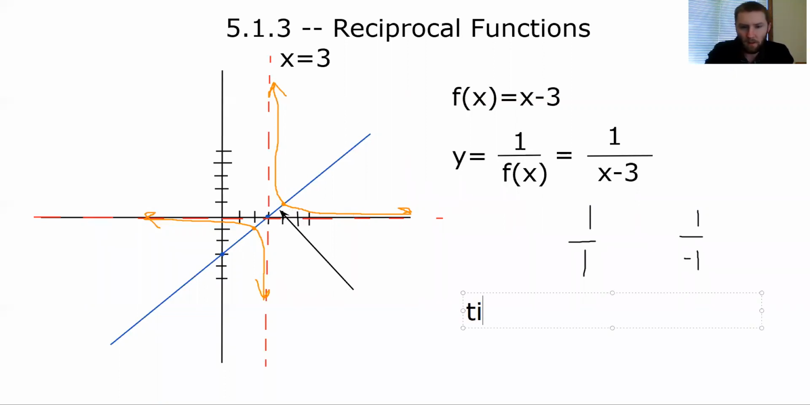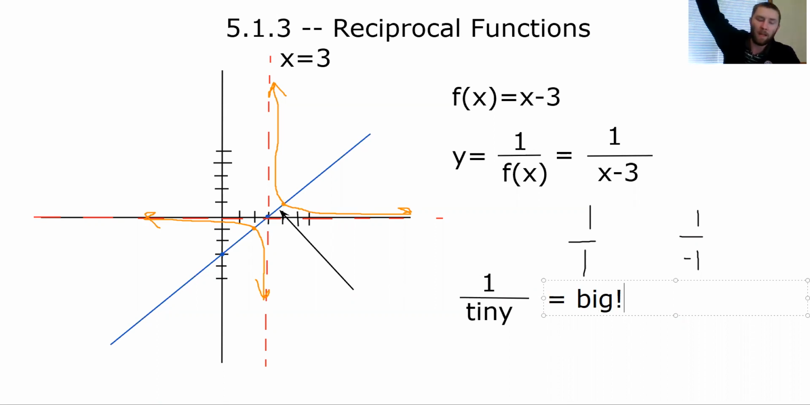So we need to think like this. If I have 1 over some tiny number, that's actually very, very big. 1 over something very small is equal to something very big. So that's why, as I come down from this orange point towards my x-intercept, my reciprocal function shoots up. My y value gets very, very big because my original function's y value is getting very, very small. This function's getting big because the blue function's getting small.